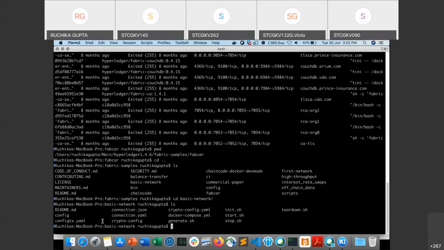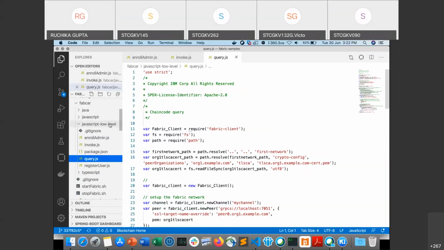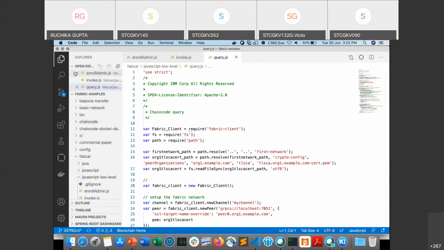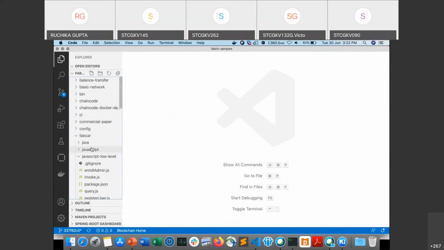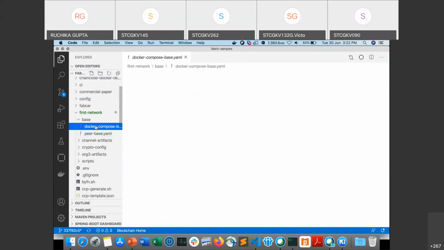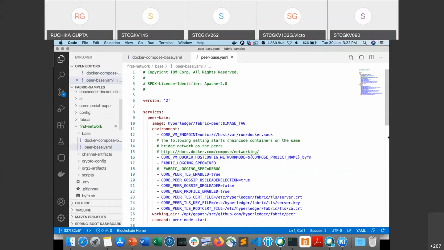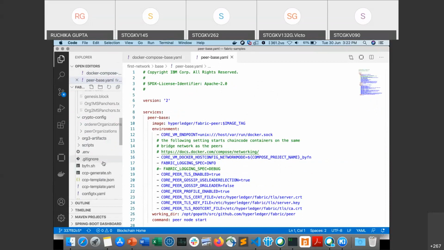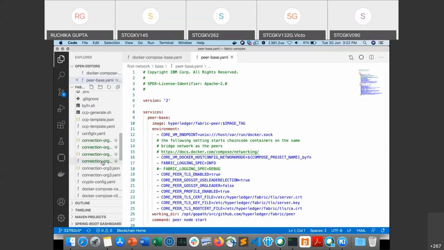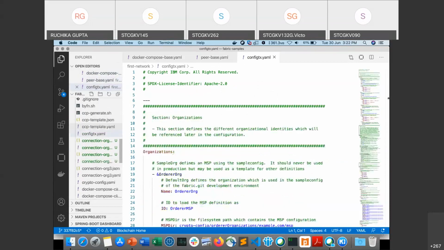Go through these Docker files, the Docker compose files, which define the definition of your network. So for example, if I show you one of the compose files, how do you define the network? One of the key files is your configtx.yaml. This is where you would define your network. It's a YAML file.